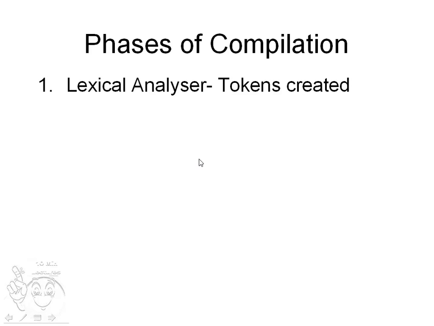So what are the phases? The first phase is the lexical analysis, or lexical analyzer, which does this process of analysis. Here the tokens are created. Now what are tokens? Tokens are basic keywords. They can be identifiers. We'll be discussing the tokens in the next slide. It's the basic work of the lexical analyzer: it just breaks the code into tokens.